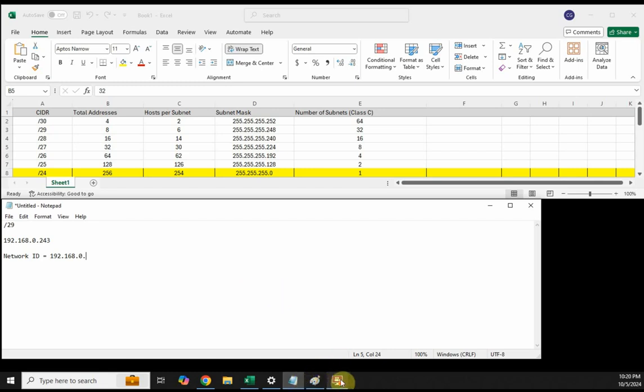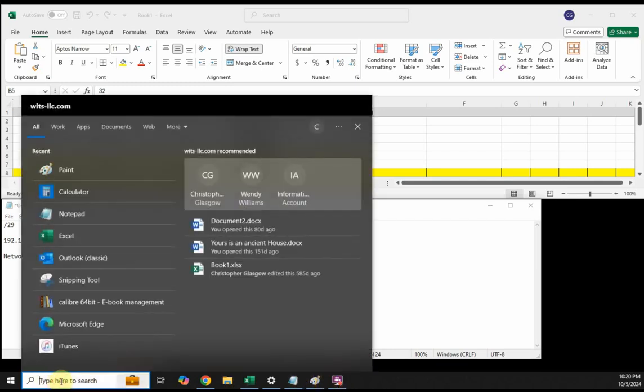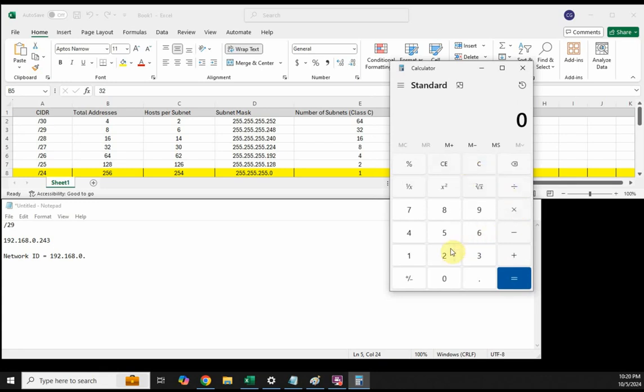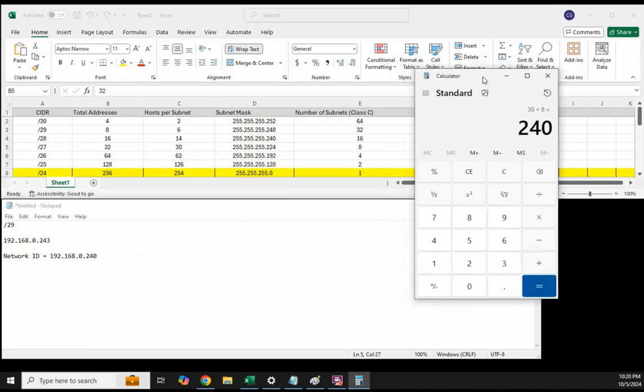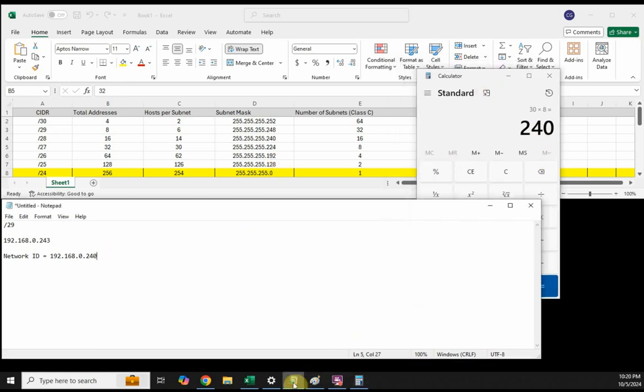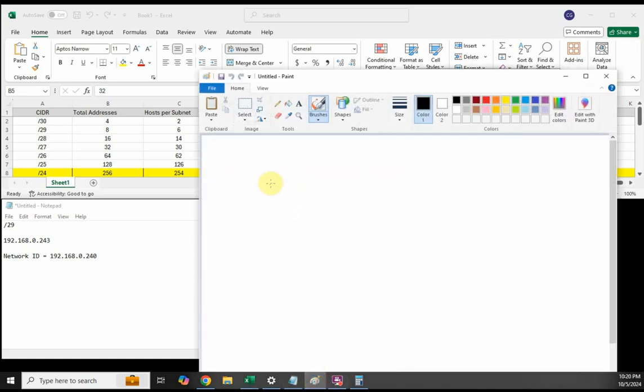Oh, I closed my calculator. How nice. All right, so let's go 243 divided by 8 equals 30. 30 times 8 equals 240. Yeah, see, I was right. You see how you can start doing this in your head once you understand how to do this? Subnetting becomes easy. You have to shift your perspective. That's all it is. All right, so let's do the math way. Let's go back to Paint again, and we'll do 243.